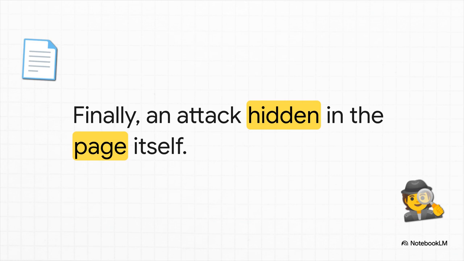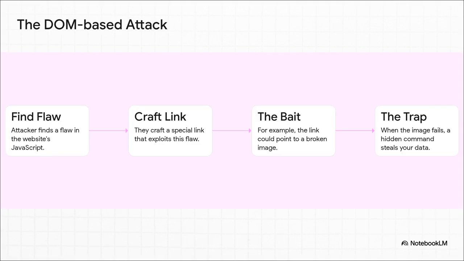And the third type, DOM-based XSS, is probably the stealthiest of them all. It doesn't even target the server. Instead, it manipulates the website's code directly within your own browser. It basically turns the website's own logic against itself, right on your computer. So an attacker finds a flaw in the site's JavaScript. Then they make a special link that seems harmless, but part of the link has a hidden command. A classic example is a link to a broken image. When your browser tries to load that image and fails, boom, that failure triggers the hidden command and it starts stealing your data.